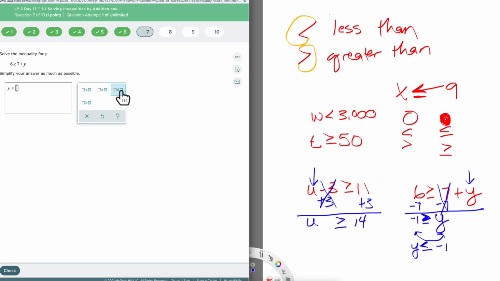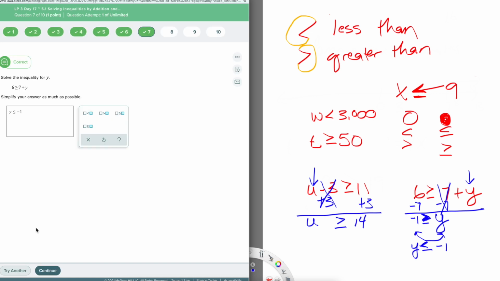So it's easier to read that way because, again, we're going to read it from the variable anyway. So we don't want to have to try to read it backwards. And it just makes sure that when we do go to graph this, again, it's in the correct order, so I know exactly which direction to shade.